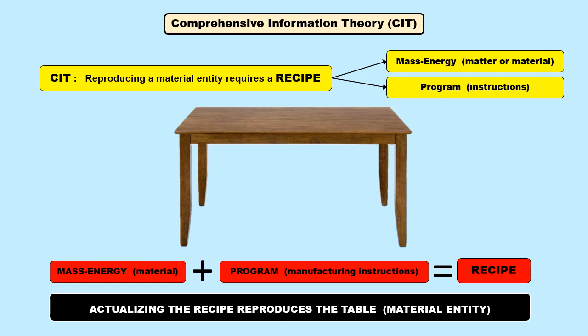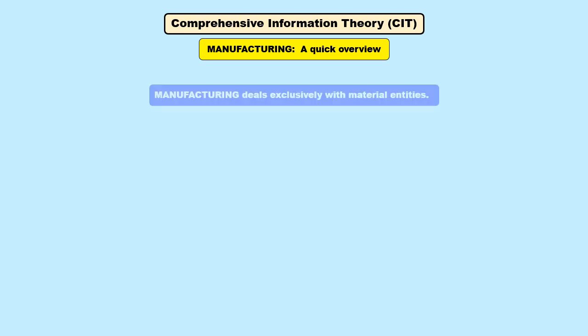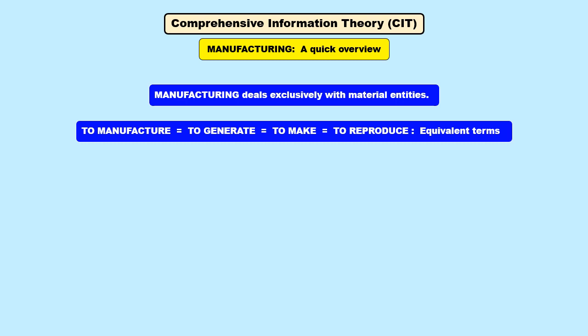We now have to discuss a little bit about manufacturing. Don't worry, later this will all come together and make sense. The overall subject of manufacturing is vast, in scope and depth. Fortunately, for our purposes we only need to cover the topic at a high level. We don't need the myriad of details. There are two things to keep in mind in this discussion. First, we are dealing exclusively with material entities. Second, the terms manufacturing, generating, and making are equivalent to the term reproducing. In other words, to manufacture is to generate, is to make, is to reproduce.